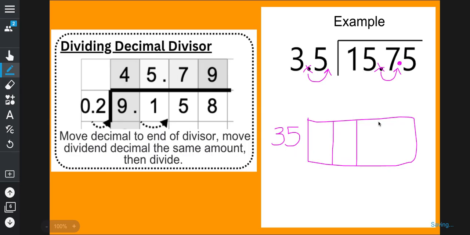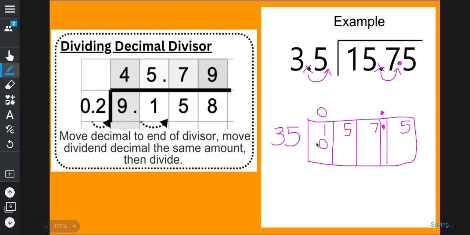we have 4 digits, and it's 1, 5, 7. Now notice that decimal is after the 7, so I'm going to put it in after that 7 and bring it straight up, just like we did in the last problem, and then put the 5, because we had to move the decimal in both parts of our problem. Now we can divide as we did before.